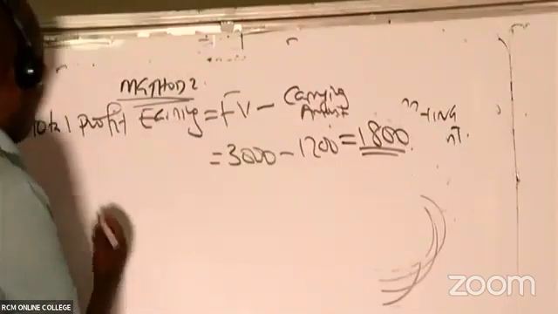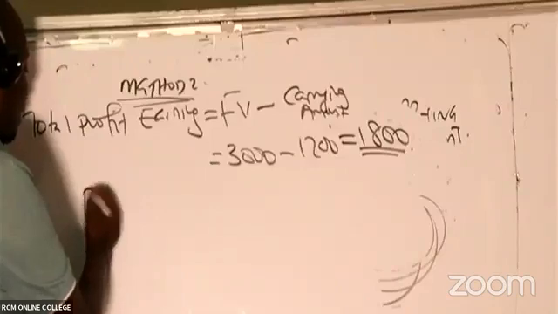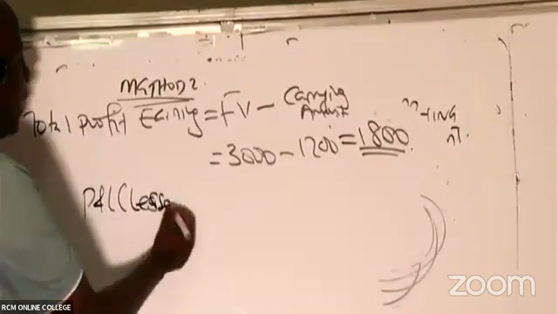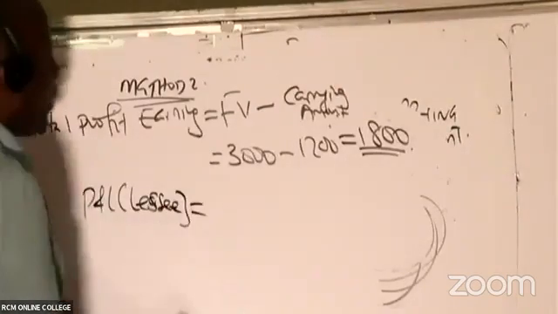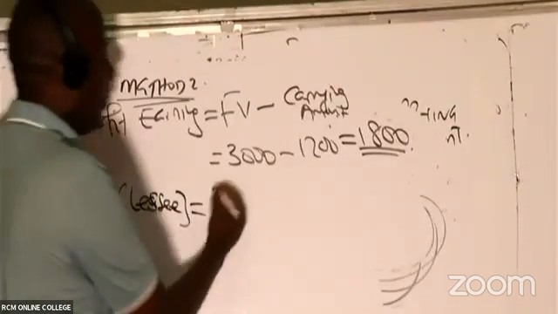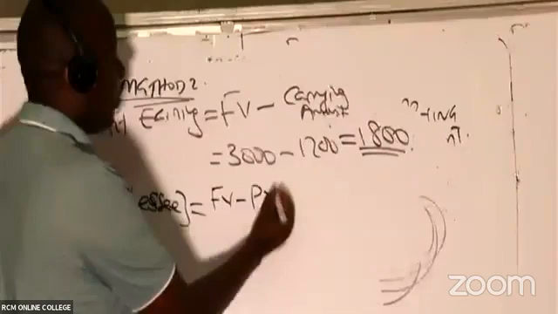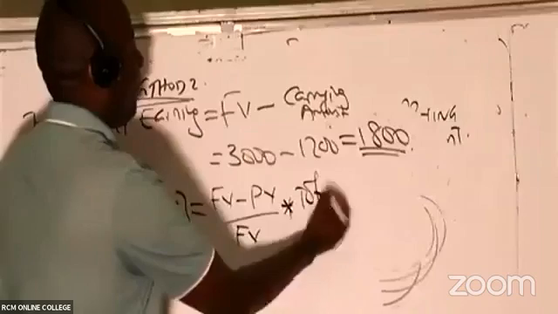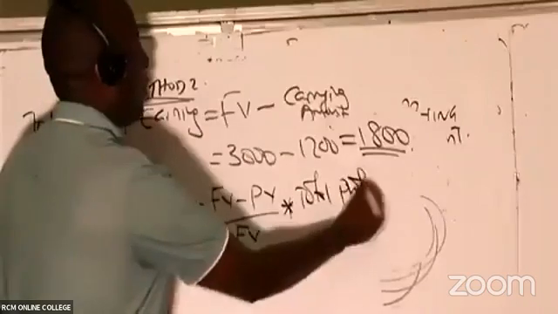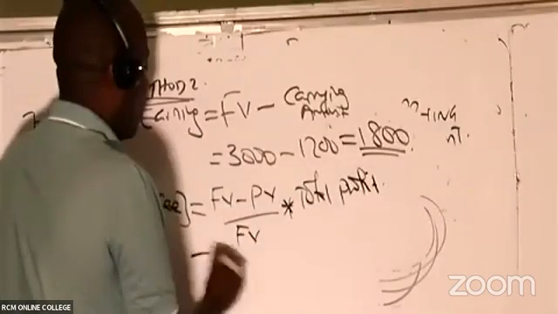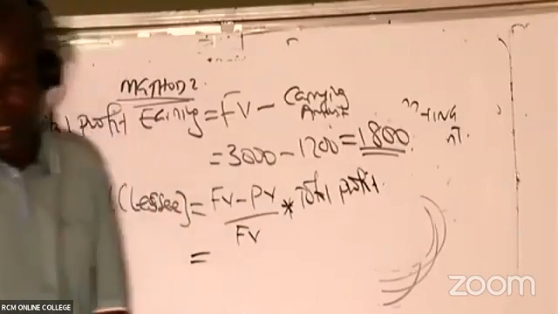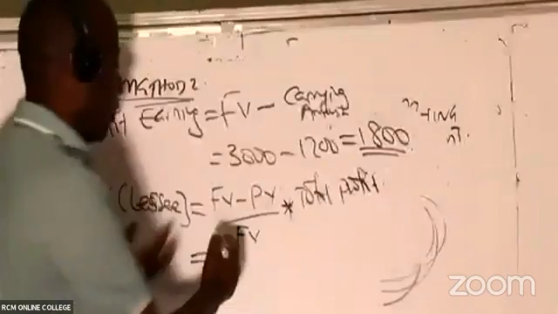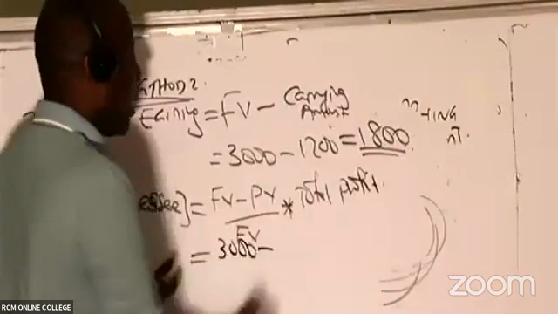For the P and L of the lessee, what this guy will do is take the fair value minus the present value, over the fair value, times the total profit. It's a very important formula, but I don't want you to cram so many formulas, really. In this case, the fair value is 3,000.